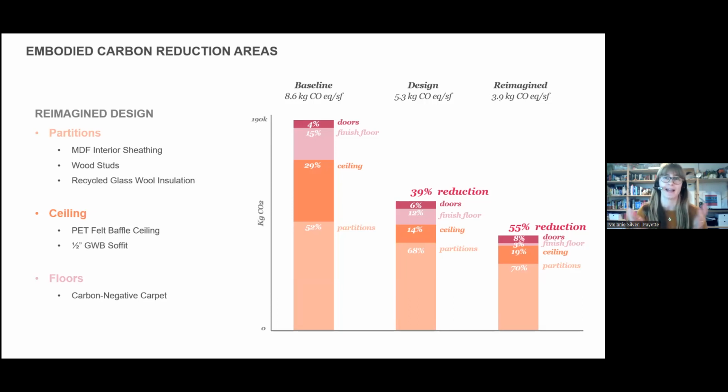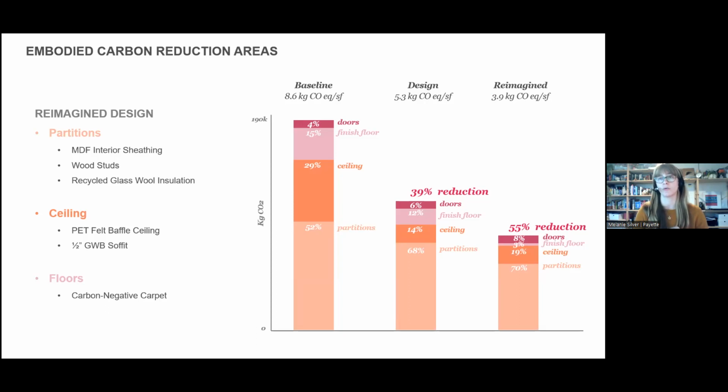We didn't actually implement that. The design is what was installed, which we're thrilled with, a 39% reduction, but we just wanted to check what we could do further. To get a 55% reduction, we could have switched the gypsum board to MDF. We could have used wood studs, as well as in our ceilings. We discovered if we did a 1/2-inch soffit instead of the standard 5/8, that would get us an additional reduction.